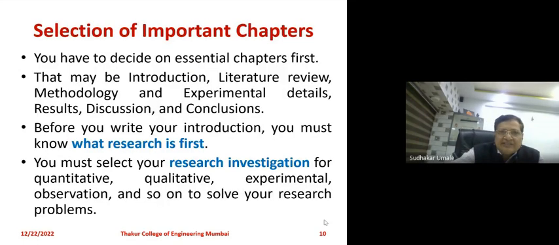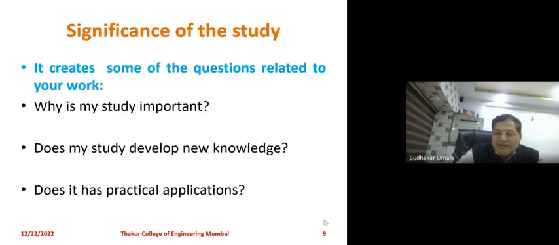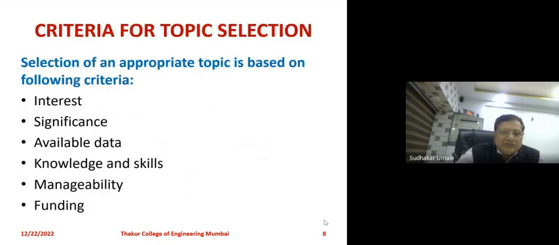And come to the next, that is available data. So what is available data? Available data, that is the ability to collect the data needed for your study, is a major consideration. Here you collect data first and then select your topic. If you don't have any available data, then you are not able to find the correct topic of your project. Knowledge and skills are very important. Your work topic must be selected as per your knowledge and skills.